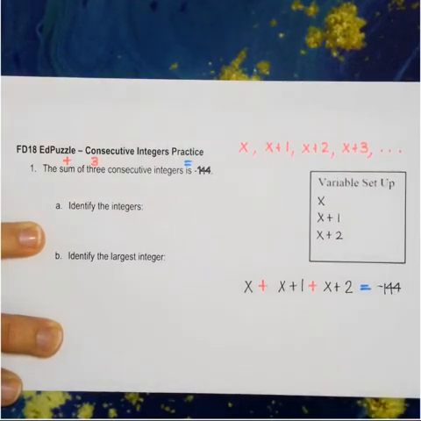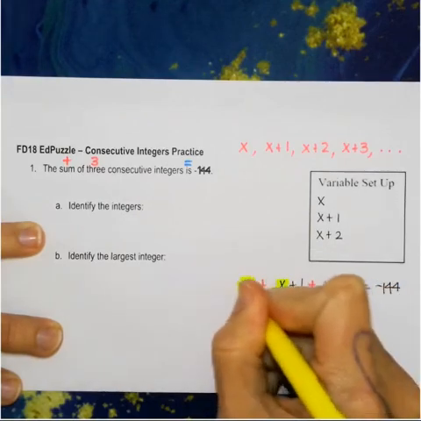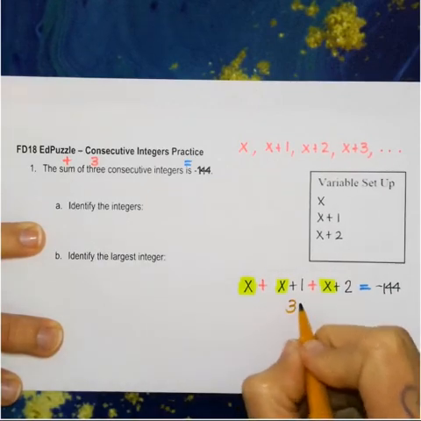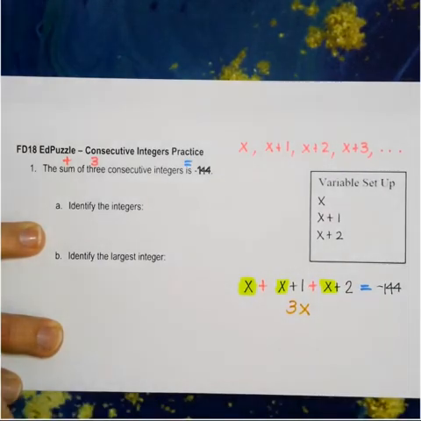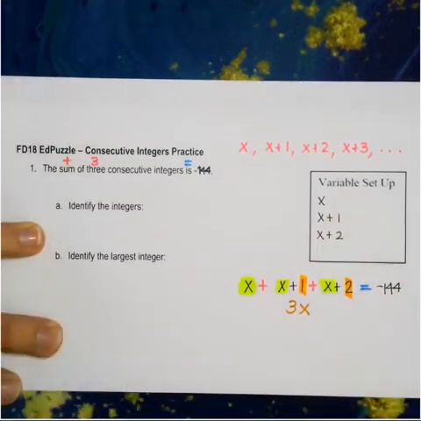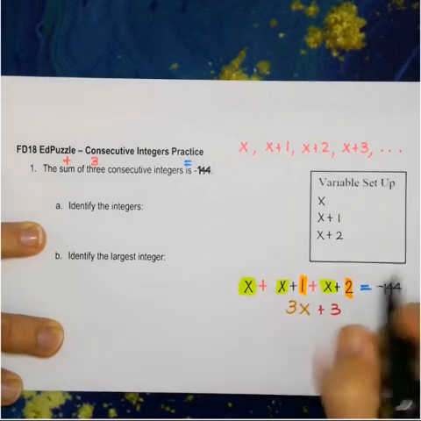Now we're going to combine like terms, simply solve. So using your old school combining like terms and solving equations, we have 3x. And then easy enough, we're going to now combine our like terms, our constants. So that's going to give me plus 3. And that equals a negative 144.